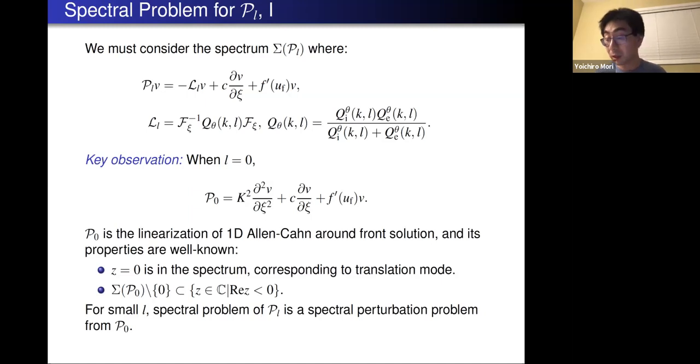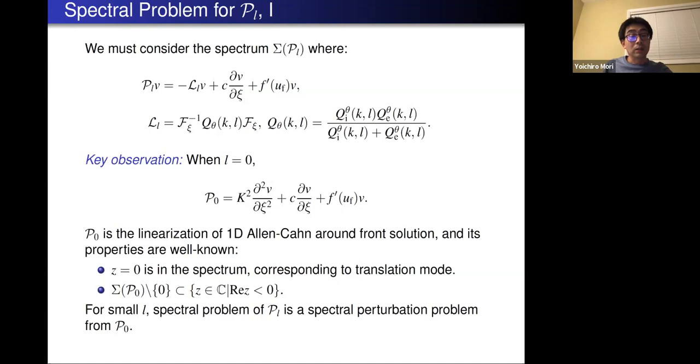And the properties of the operator P_0 are very well known. So z equal to 0 is in the spectrum corresponding to the translation mode of the planar front, and the rest of the spectrum is in the negative real part of the complex plane.